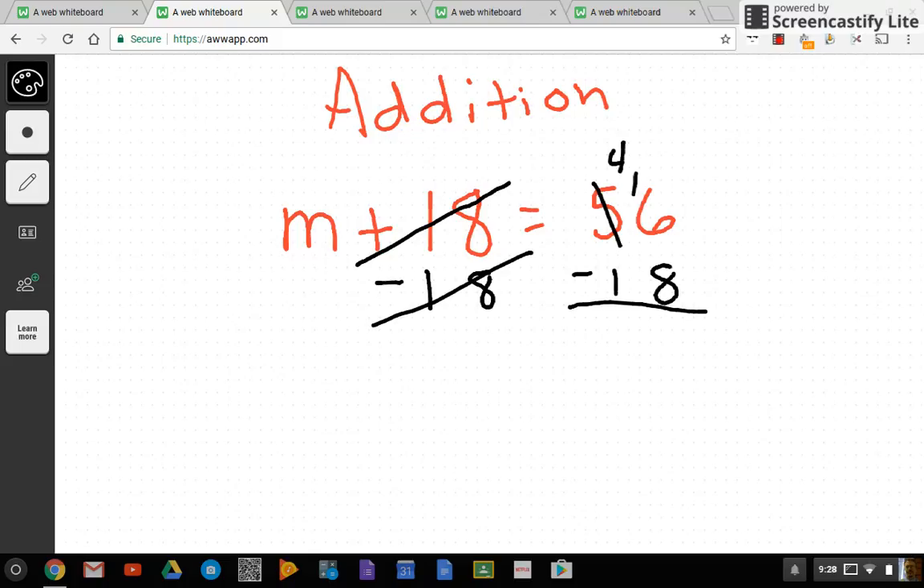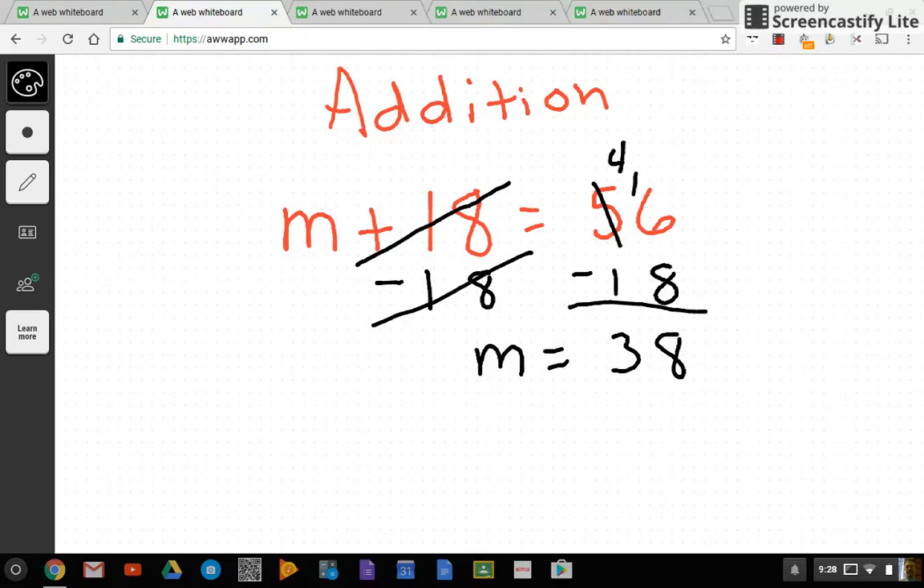So 16 minus 8 is 8. And 4 minus 1 is 3. So the m is going to fall straight down. So now I've got that m is equal to 38. So that tells me the answer to this equation. I know that m is 38.